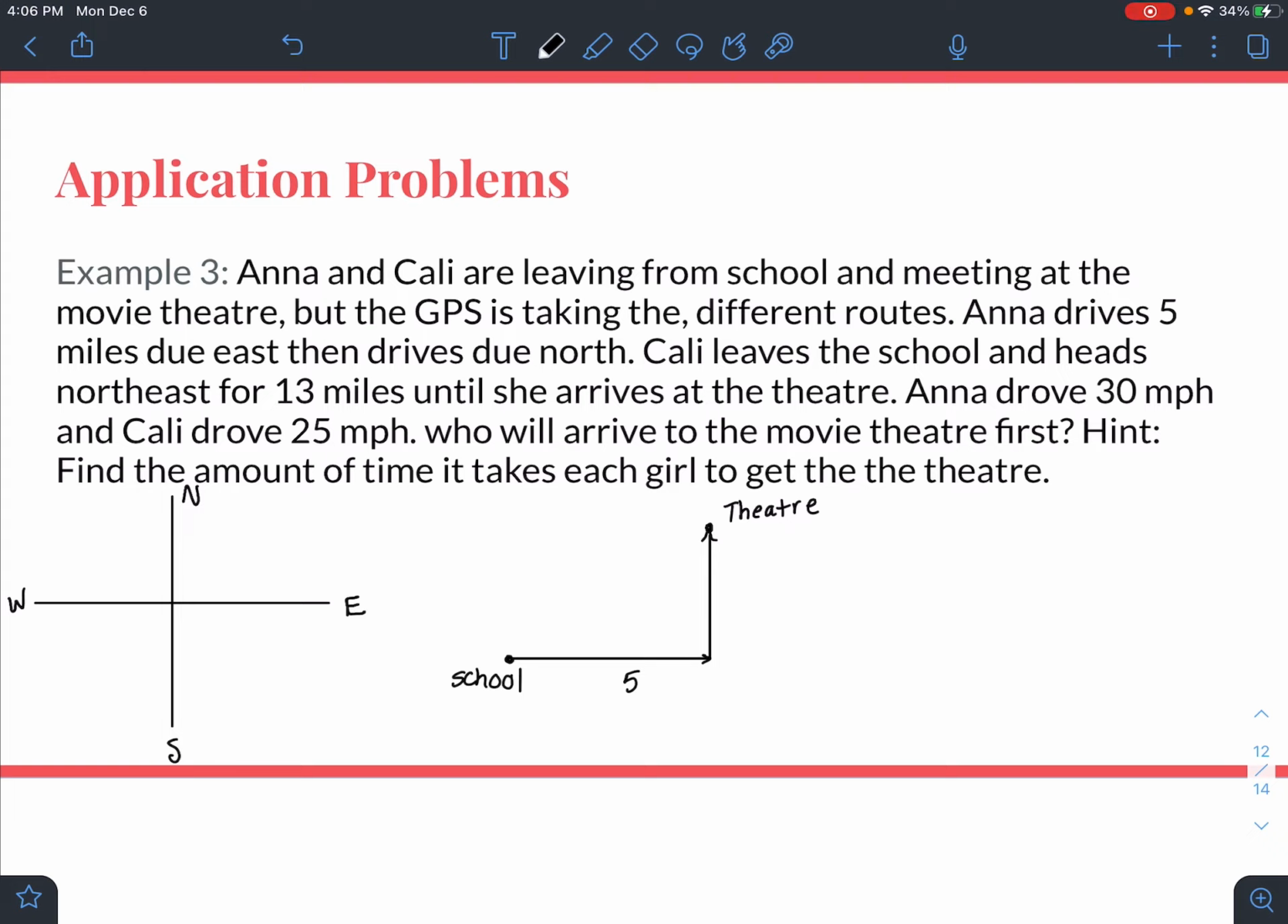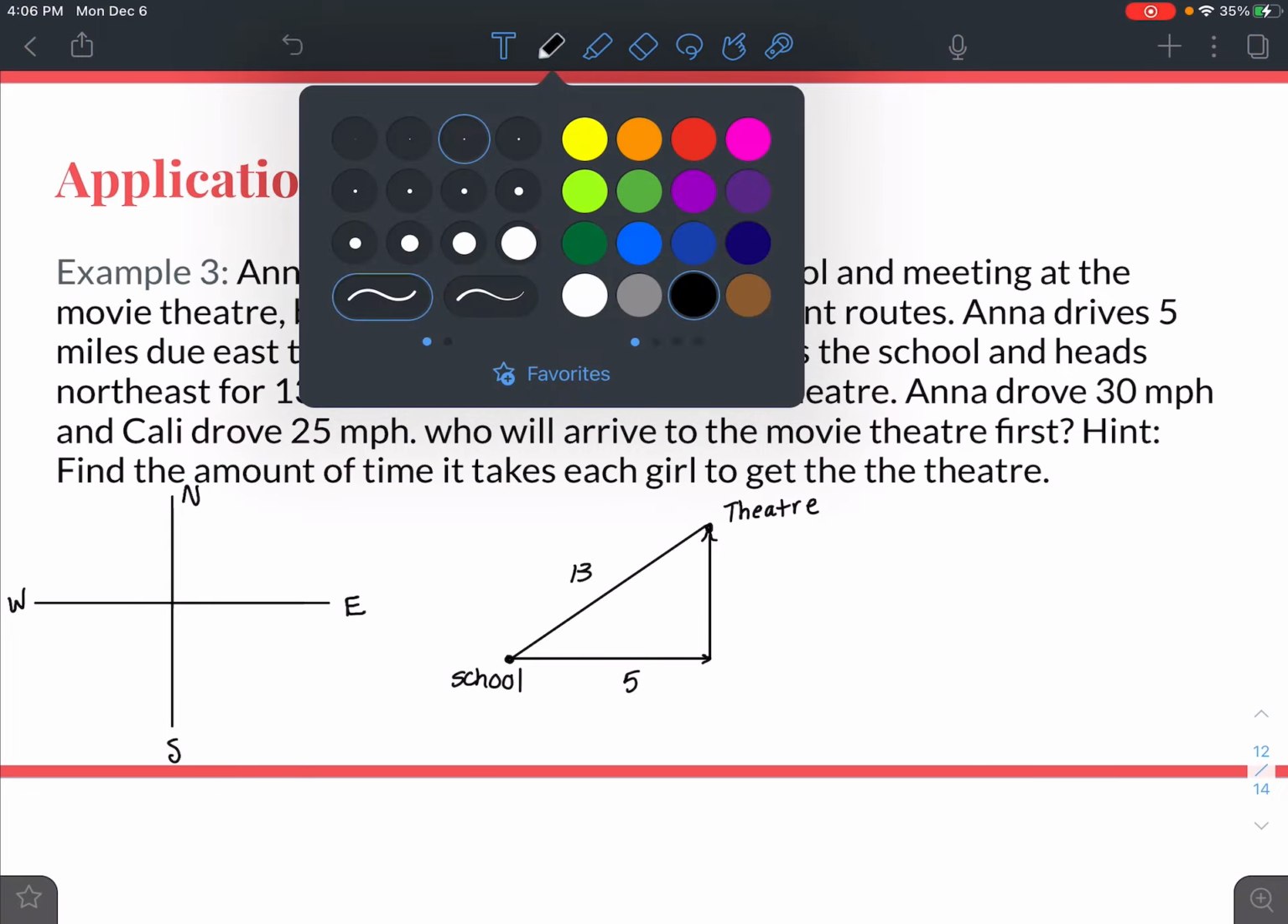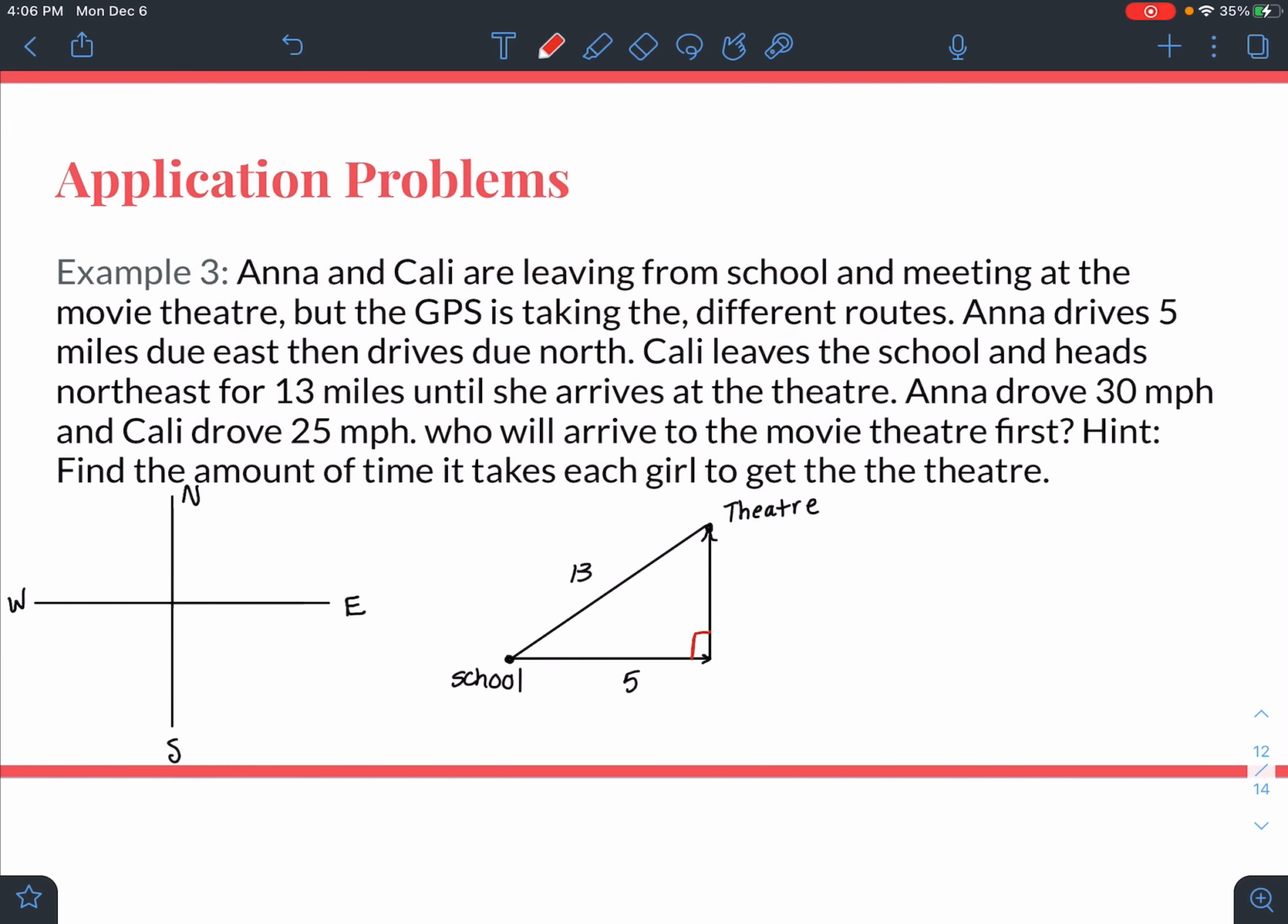Then we know Callie drove northeast, so that's going to be kind of on this diagonal here. So, this is where Callie drives to get from school to the theater, and she does that for 13 miles. So, here we have a right triangle, which is just what we want, because then we can use the Pythagorean theorem, and we can figure out who gets to the movie theaters first.